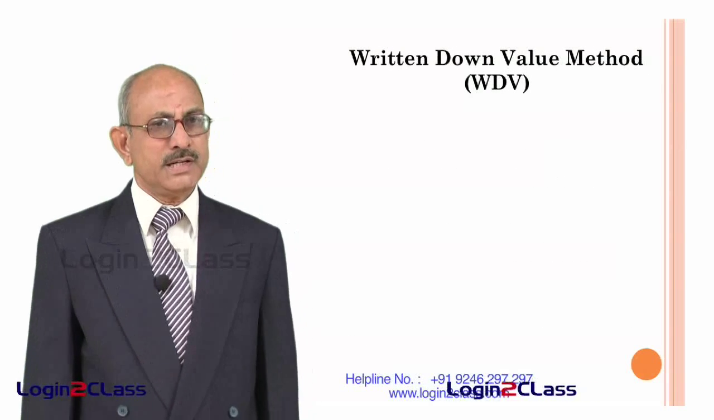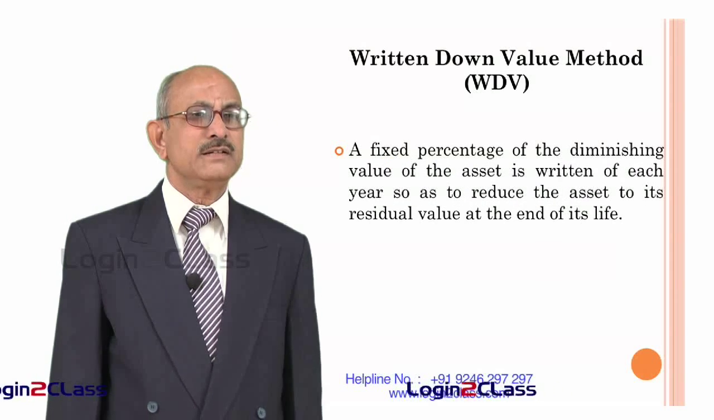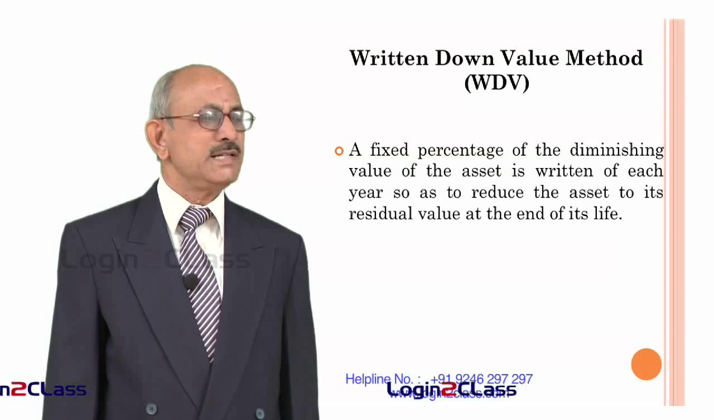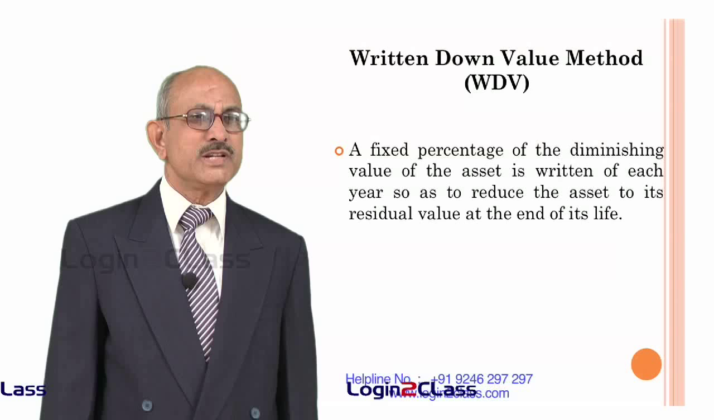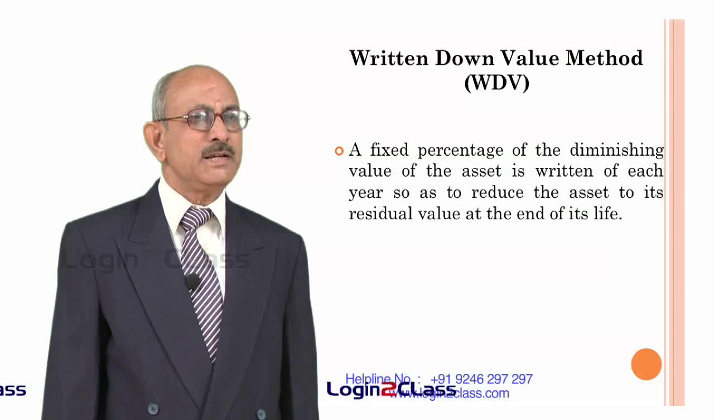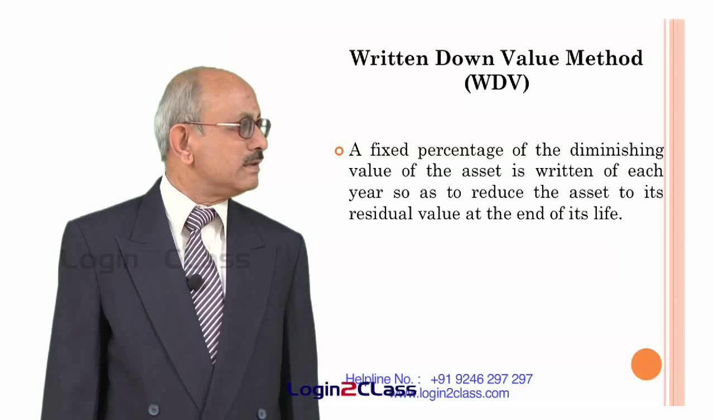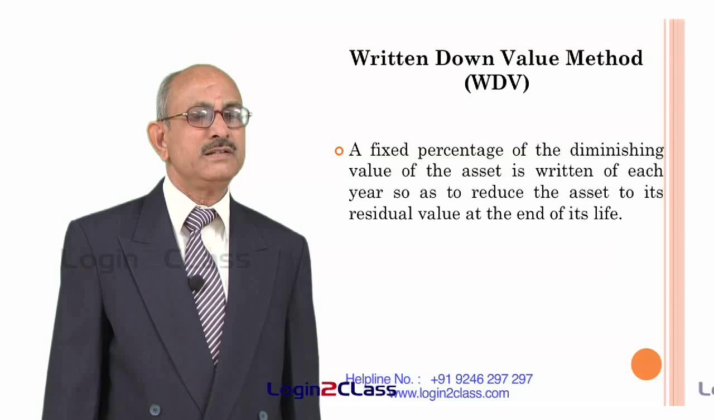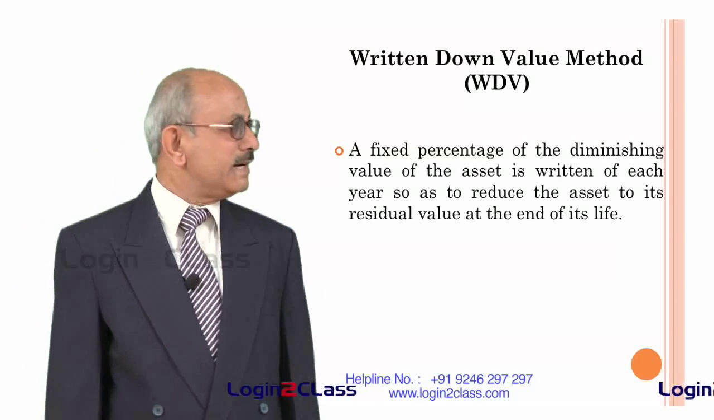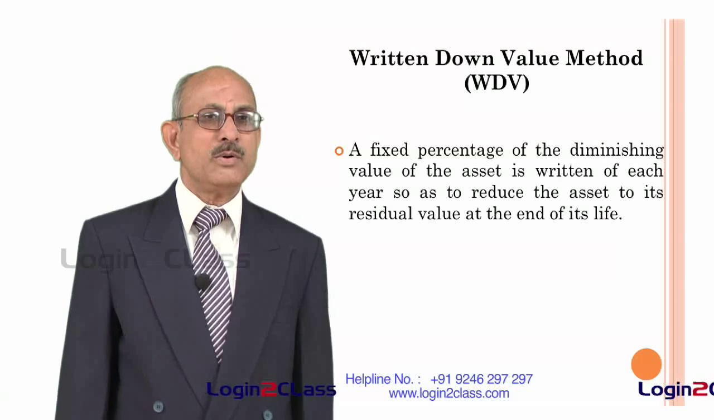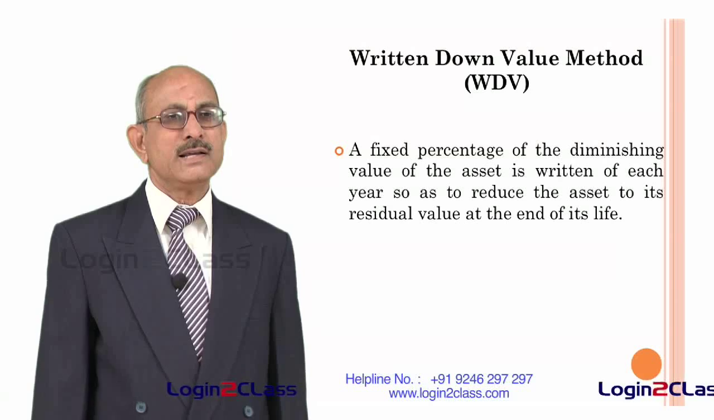Now coming to the written down value method, that is also called the WDV method. Here, instead of taking the same percentage every year based on the historical cost, what we do is a fixed percentage is determined and the same percentage is applied on the asset, but on the reduced value at the end of a particular year. That means, though the rate of depreciation remains the same, the amount of depreciation is higher in the beginning and keeps on reducing as years go by.